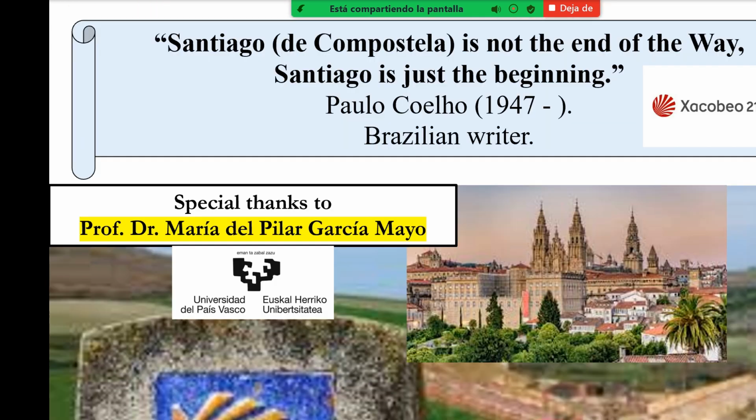I'm going to finish now by saying something from Galicia: Santiago is not the end of the way. Santiago is just the beginning. Because in a way we have to continue to research, continue to work and learn together.